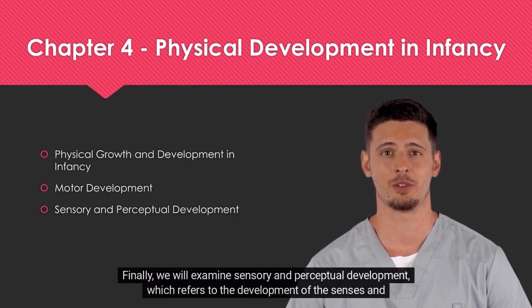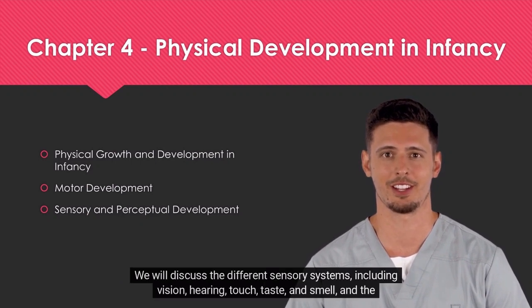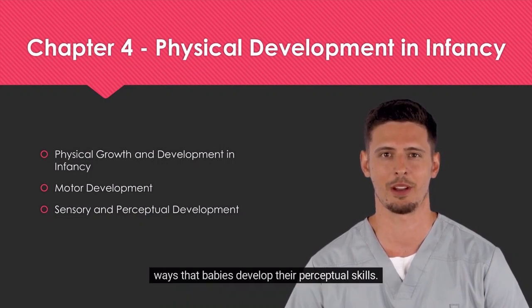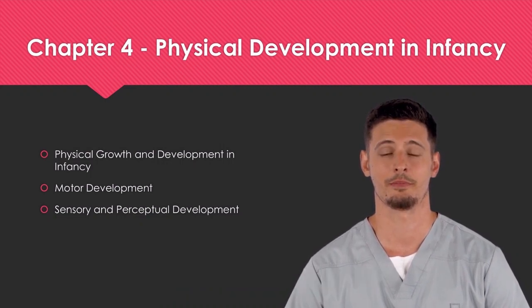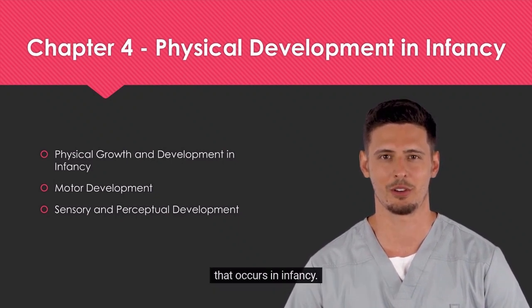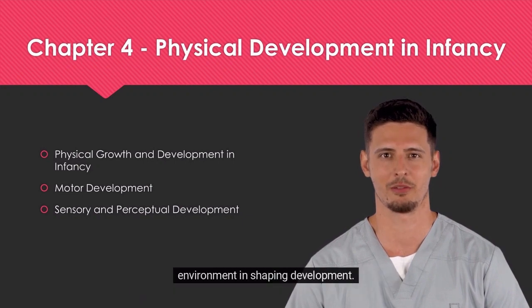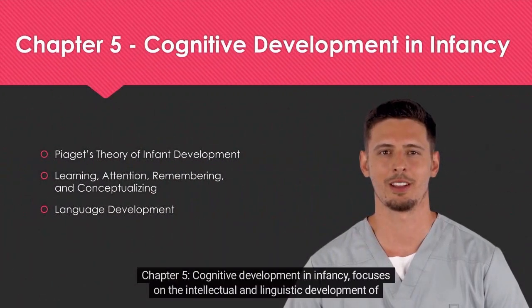Finally, we will examine sensory and perceptual development, which refers to the development of the senses and the interpretation of sensory information. We will discuss the different sensory systems, including vision, hearing, touch, taste, and smell, and the ways that babies develop their perceptual skills. In general, this chapter provides a comprehensive description of the physical and sensory development that occurs in infancy. By understanding the ways that babies grow and develop, we can better appreciate the role of experience and environment in shaping development. Chapter 5, Cognitive Development in Infancy, focuses on the intellectual and linguistic development of babies.